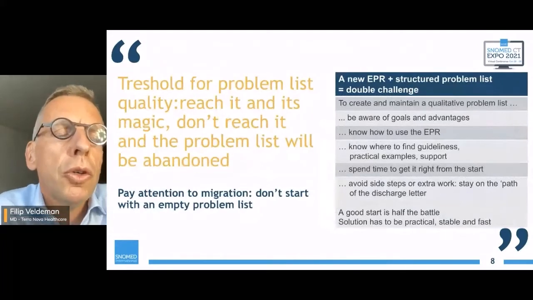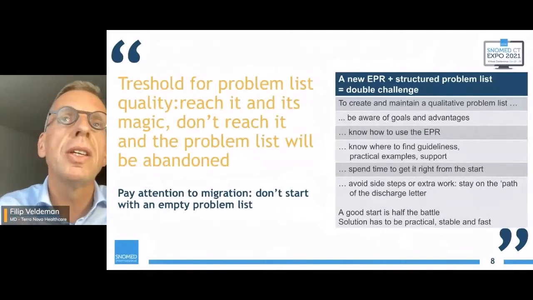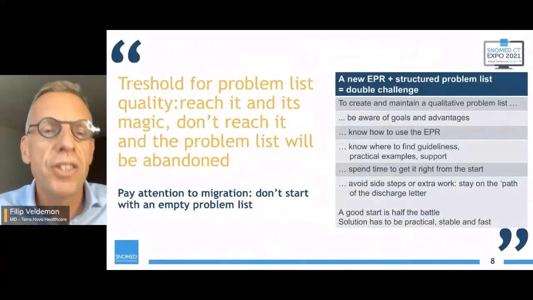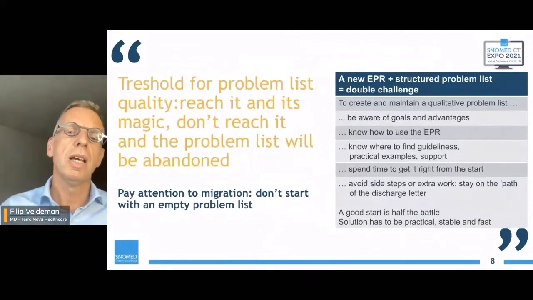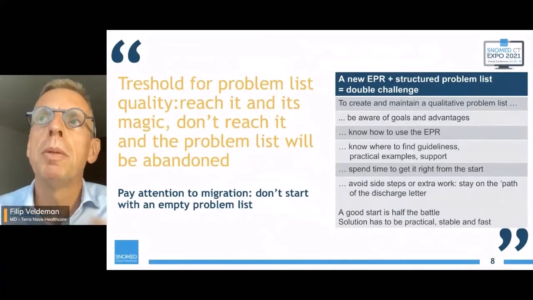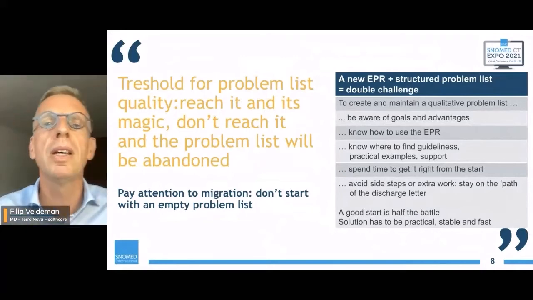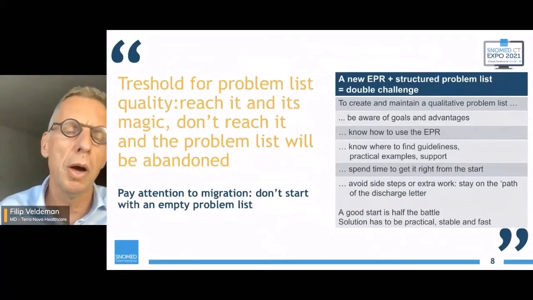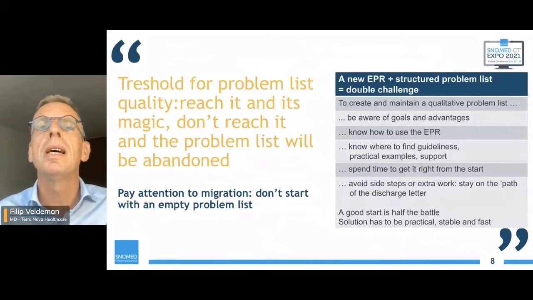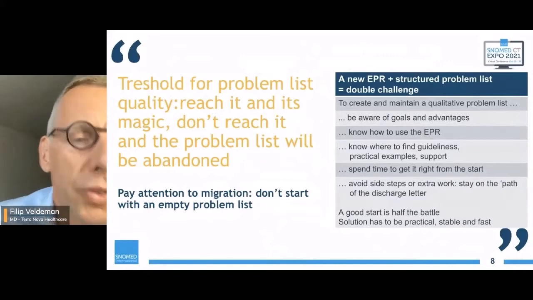Important to know is also that there is a threshold on problem list quality. If you reach it, it's like with speech recognition, it's magic. If you don't reach it, then it may be lousy, or people may say, what is this, it is rubbish, or it's not complete, and then people will start to abandon it. And then it's a pity that all the effort is then for nothing in the worst case.